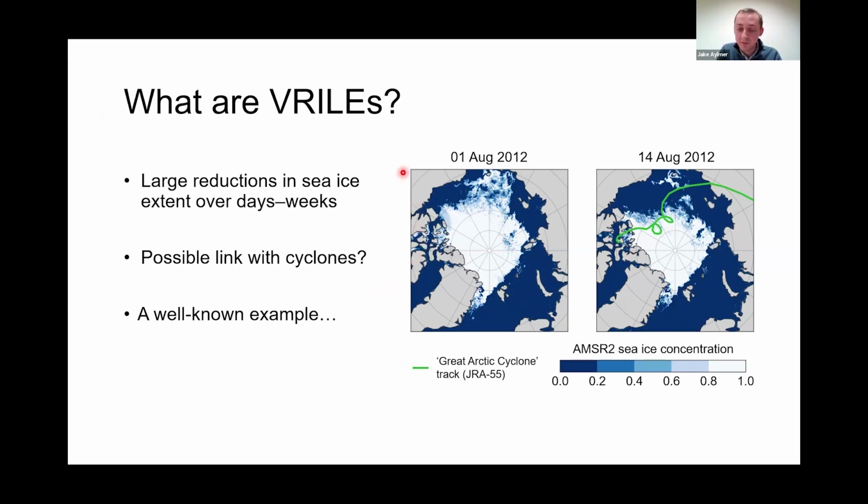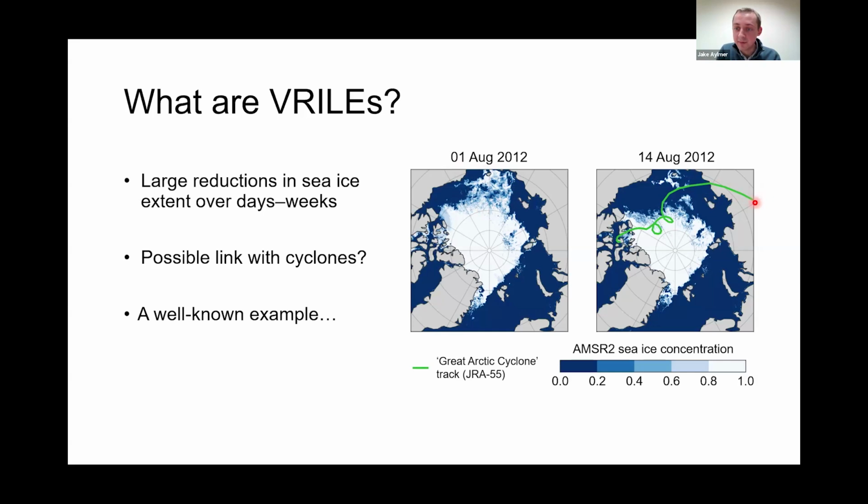On the figure here, I'm showing two snapshots of the sea ice concentration taken from passive microwave observations on two dates, the 1st of August and the 14th of August 2012. If you look at the sea ice concentration between those two dates, you can see this dramatic reduction in the sea ice extent in the region of the East Siberian and Chukchi Seas, here and here. Over the top of the plot on the right, I've plotted the track of the Great Arctic Cyclone, which we diagnosed from reanalysis data.